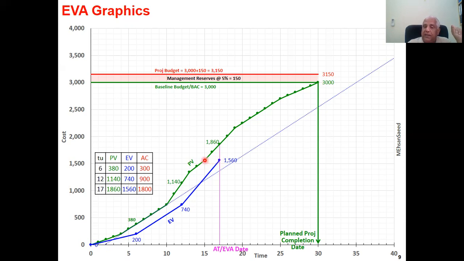If you now look down, the planned 1560 was after 15 days. The actual is after 17 days. So this is your earned schedule or planned time. This is your actual time, and this is your schedule variance. So if your planned time is to the left or behind the actual time, you are behind schedule.